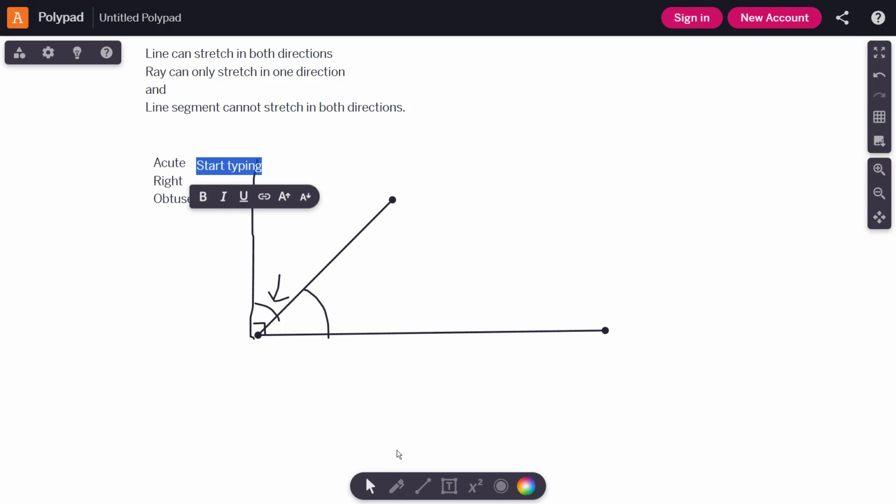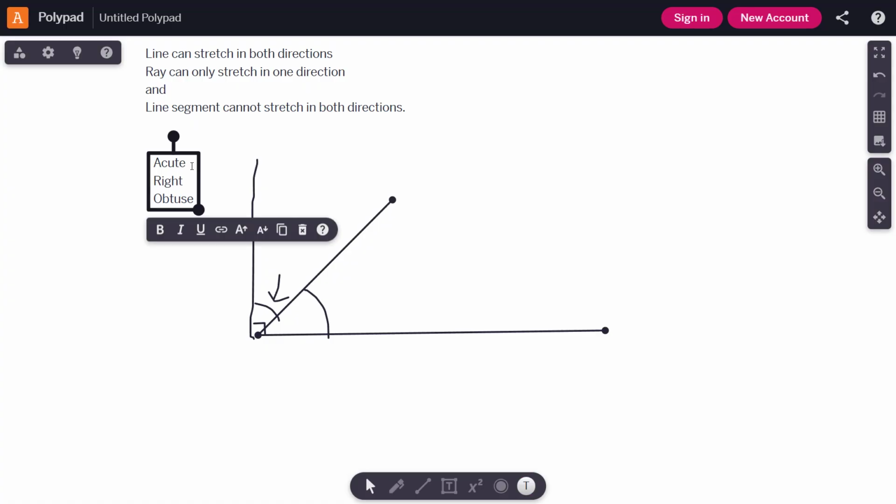So acute. I don't want another text box. Acute is smaller than 90 degrees.